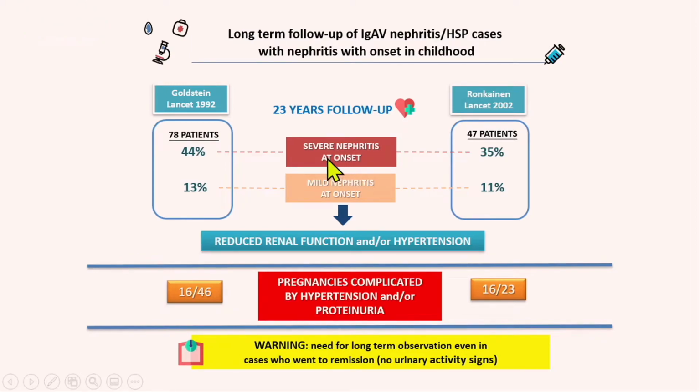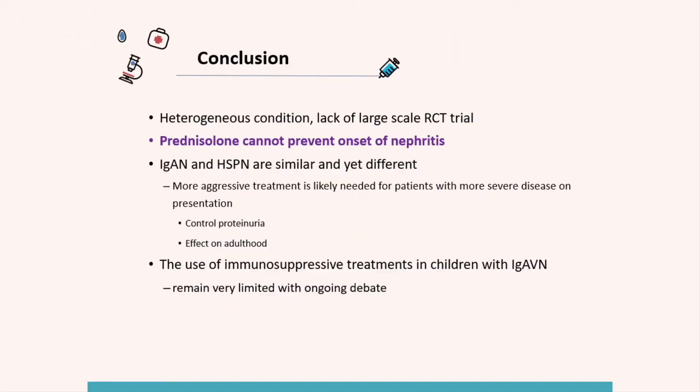And for ladies, it would be associated with pregnancy complications, including hypertension or even proteinuria. So if we manage well in childhood, we can potentially prevent complications when the child grows into adulthood. That is why we pediatricians must safeguard this.